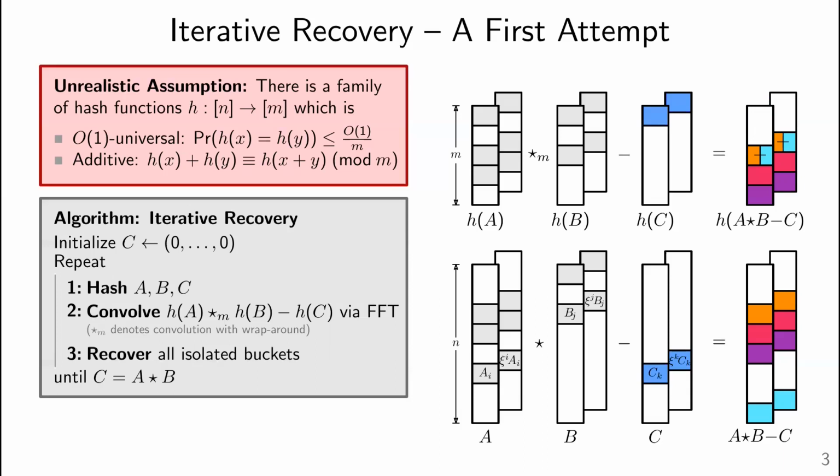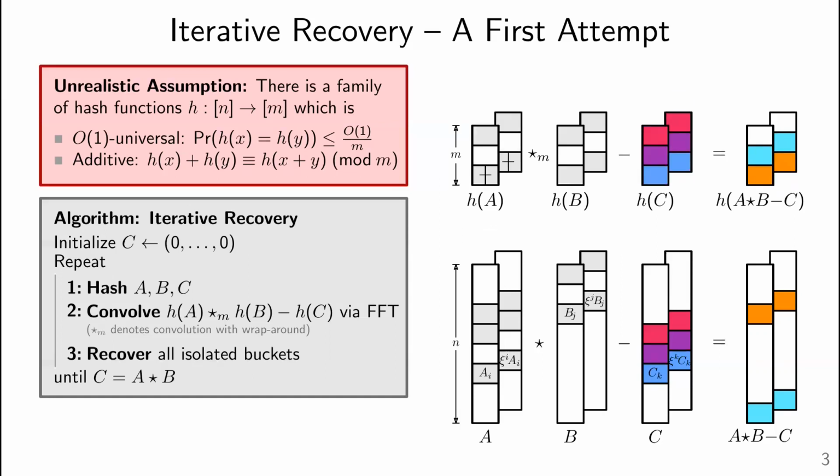And the very same way, you can recover all isolated buckets, which means the pink and the purple one here as well. What remains are the orange and light blue buckets, entries which unfortunately collide under the hashing, but there's nothing much we can do here. Instead, the algorithm now iterates, and in the next iteration of this loop, we pick a fresh hash function with fresh randomness, and maybe here it now happens that these elements are split, each of which now becomes isolated, so we're able to recover the vector completely.